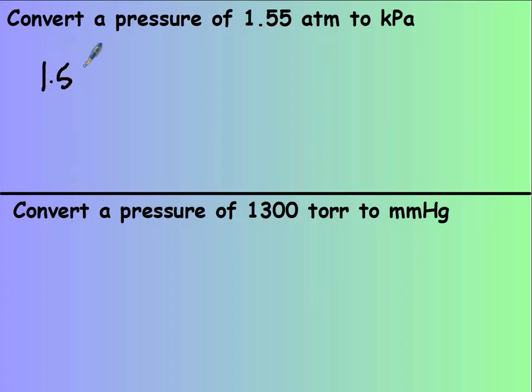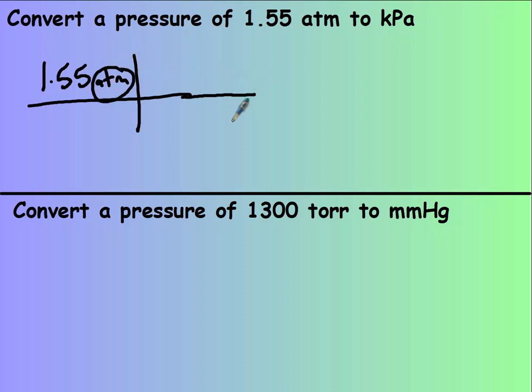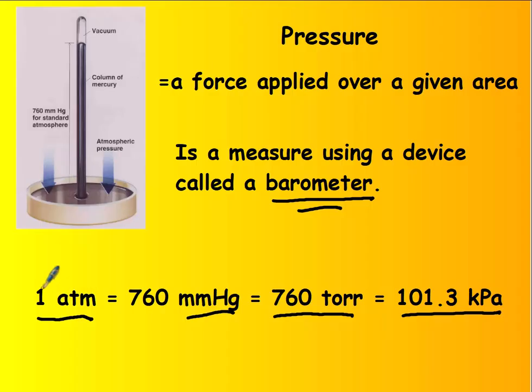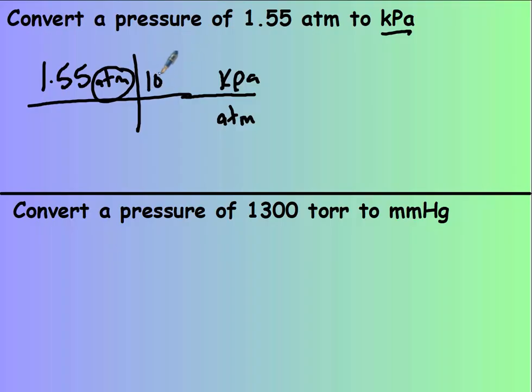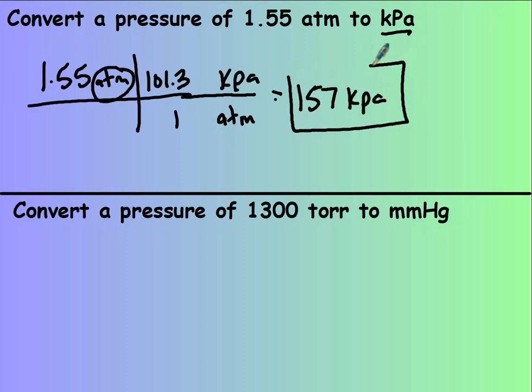So we're going to start with the number that's given, with the unit, and just like we've done before, we're going to set up a chart. Whatever unit is given goes in the bottom right, and I'm converting to kPa. According to our conversions a second ago, we have a 1 with atm and a 101.3 with kPa. My atm will cancel. Just like before, we're multiplying numbers on top, dividing the bottom. So we get 157.015. So 157 kPa.